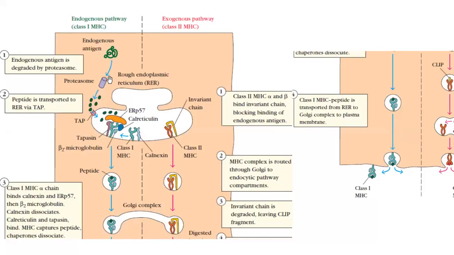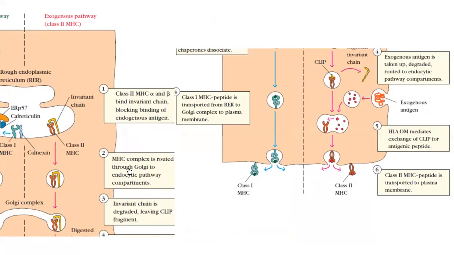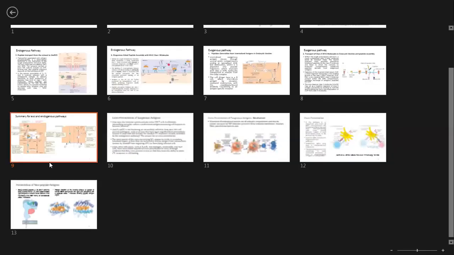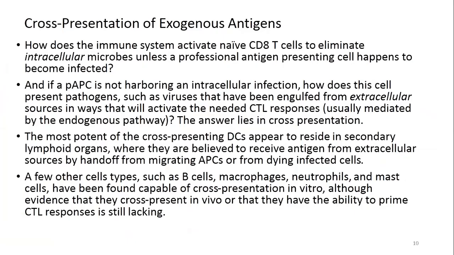And this is the summary on both classes. This is for class I: ERp57, tapasin, calreticulin. This is for class II actually, and let's go here until the end. Let's get back to, sorry, adjusted, okay.